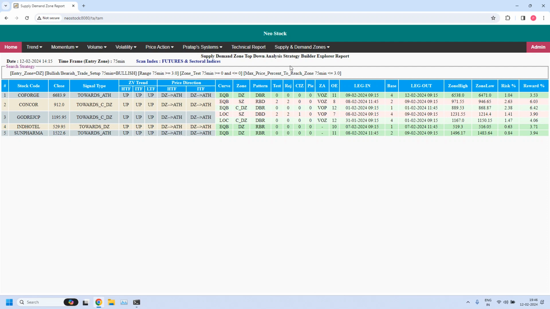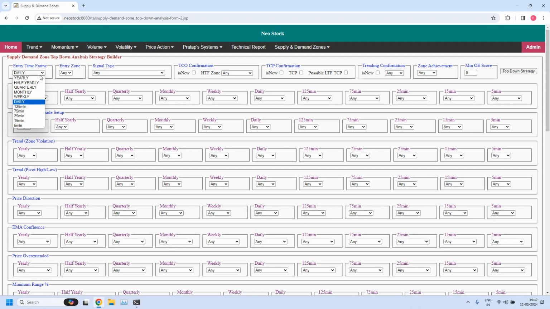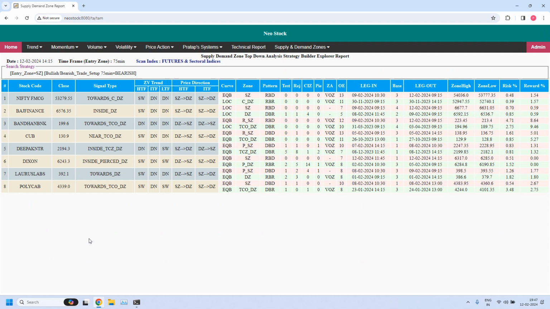Okay, now let us generate the bearish trade setup for a weekly income trade. So the entry time frame I am setting to 75 minutes. The entry zone I am setting to supply zone. Previously, did I set demand zone for the weekly income trade? Okay, fine. And for the bullish or bearish trade setup at 75 minutes, I am selecting bearish. Let us check for any bearish trade setup stocks. These 8 stocks are there.